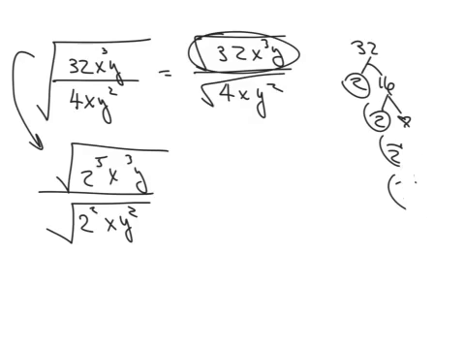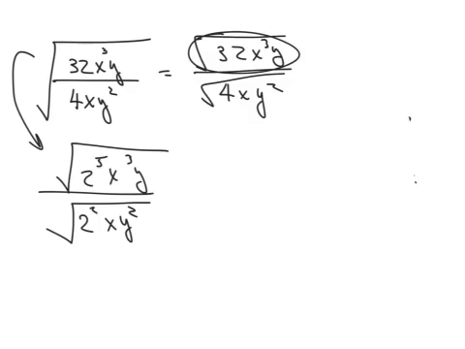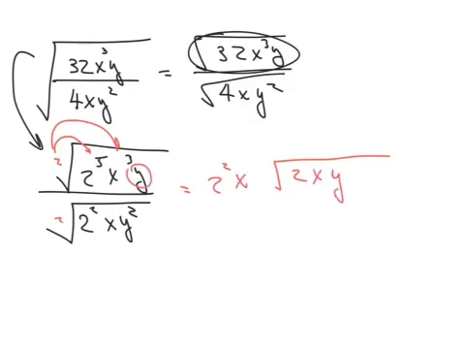Now we can actually do some work here. So again, there's a 2 here and a 2 here. So how many times does 2 go into 5? 2 goes into 5 twice with 1 left over. Okay, so 1, 2 left over. 2 goes into 3 once with 1 left over. And there isn't an exponent on the y, so we don't do anything to it.